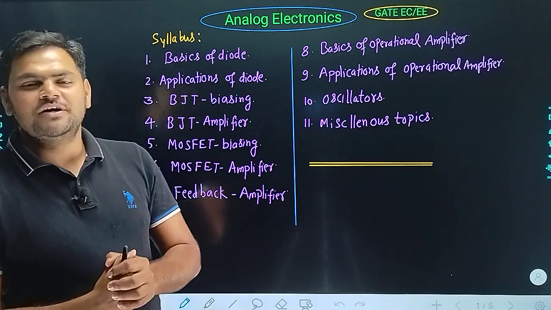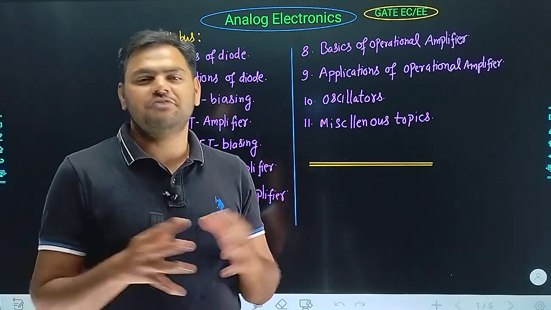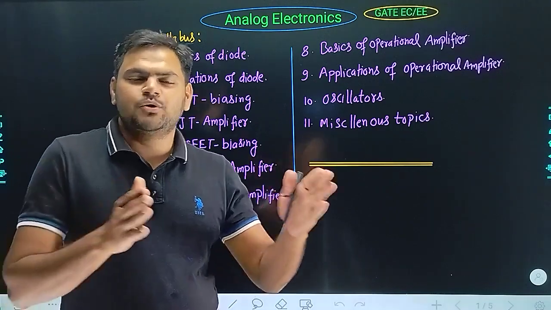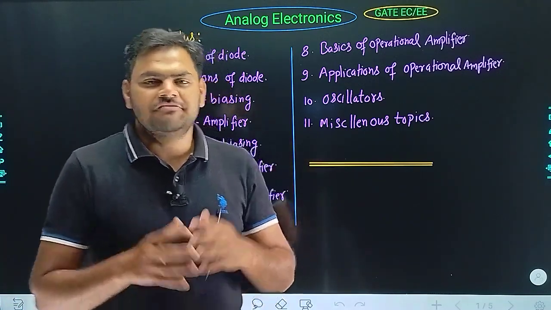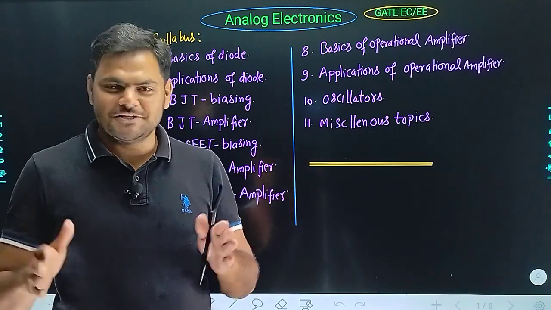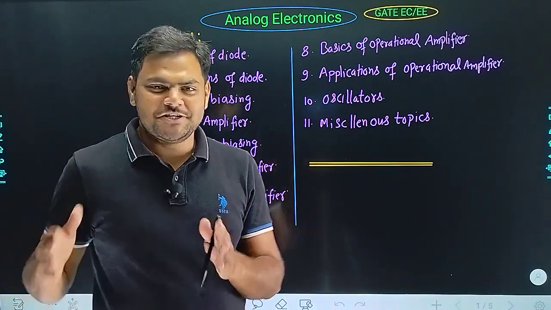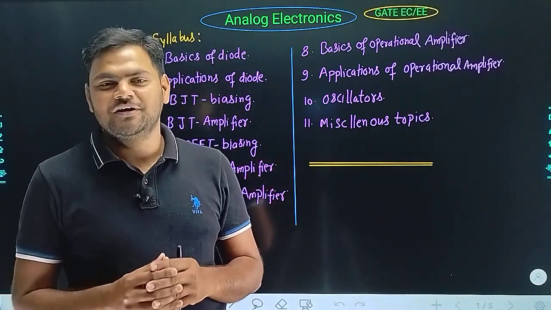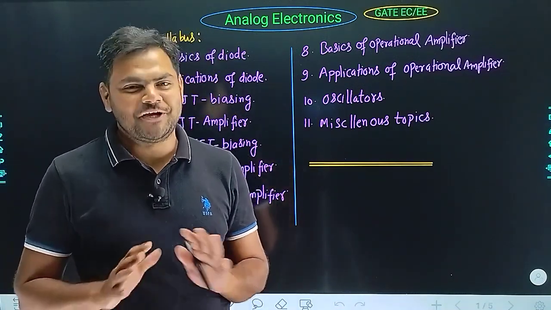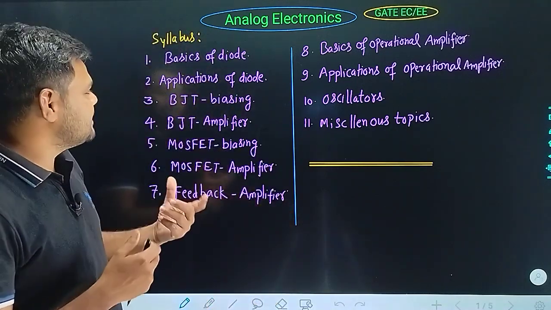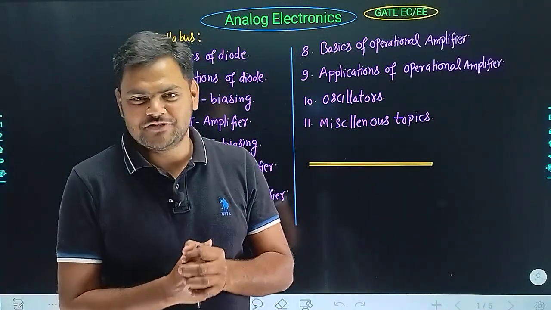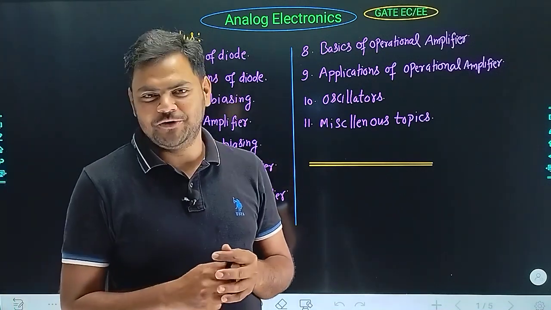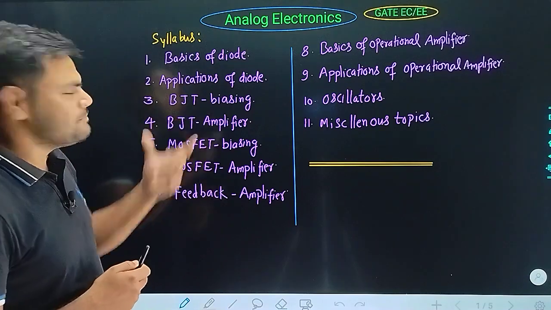In the basics of diode, we will cover the basic structure of diode and its fundamental properties. Definitely we will go in a brief way. If the subject is electronic devices, then we must go into detail. But the subject name is analog electronics, so obviously we will just understand the basics of diode so that we can understand the application of diode. Because as per the syllabus, application of the diode is a part of the syllabus. After that we will discuss the BJT.